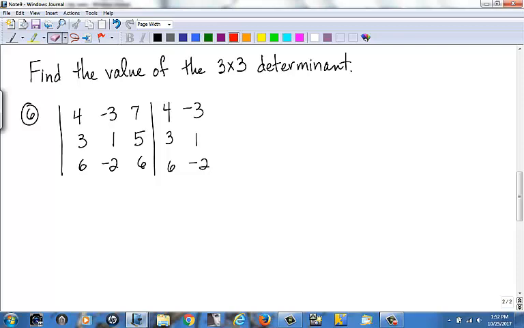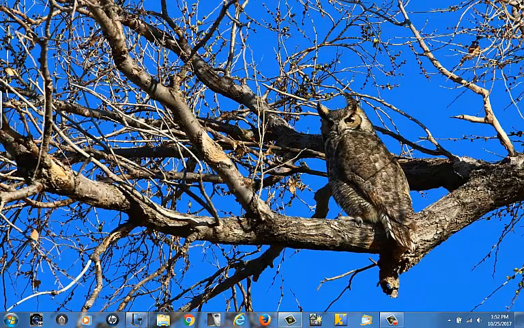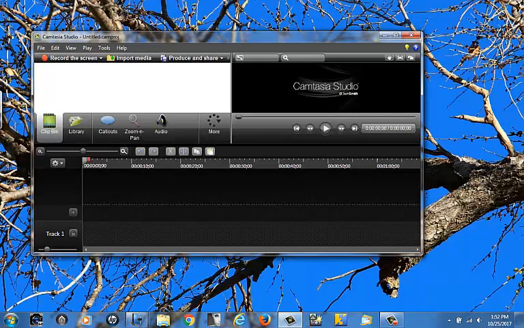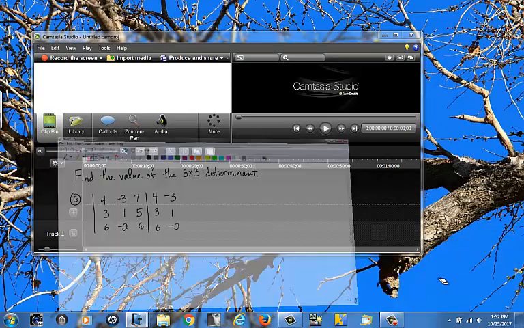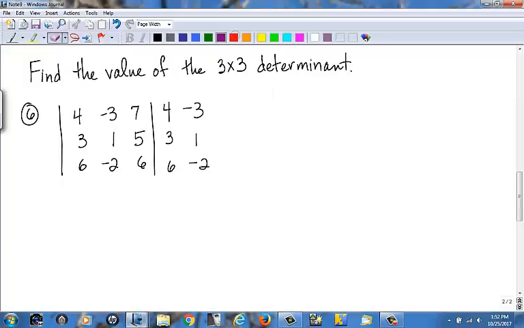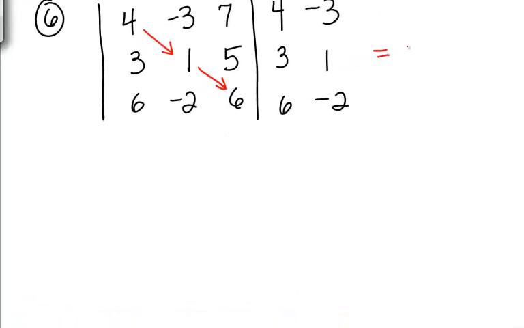Okay, in this method you multiply down the diagonal to the right. So we're going to multiply. And I recommend you draw the arrows. They should line up. So 4 times 1 times 6, 24. Multiply down the diagonal to the right.